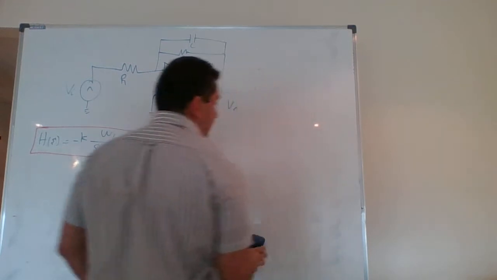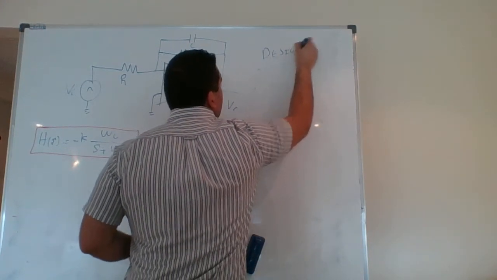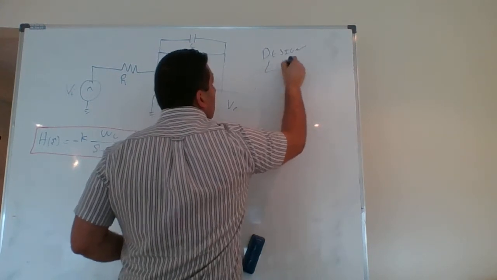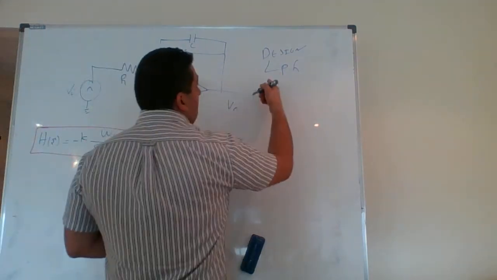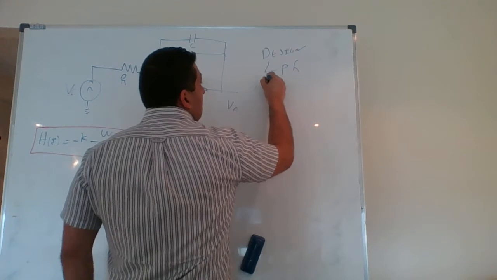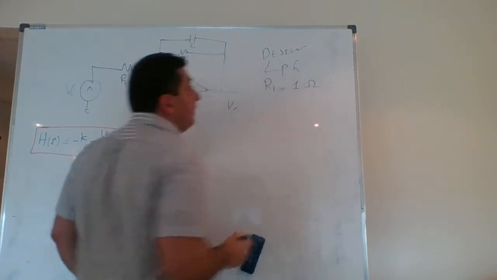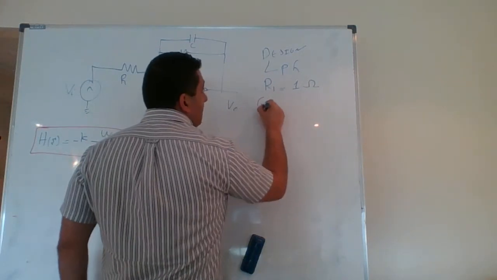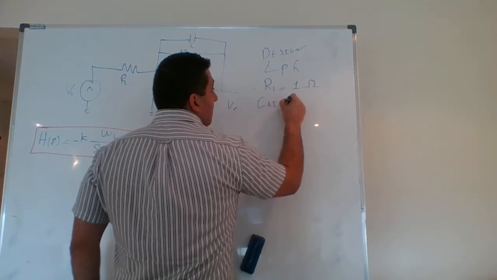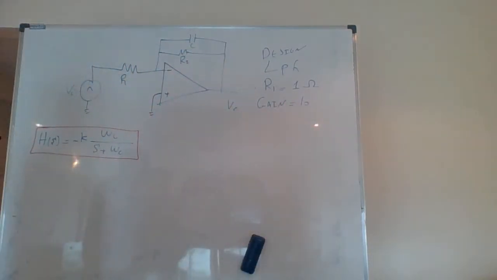The question is, I need to design an active low pass filter using only a resistor R1, which is equal to 1 ohm. And I need to have a gain equal to 10. The gain is equal to 10.